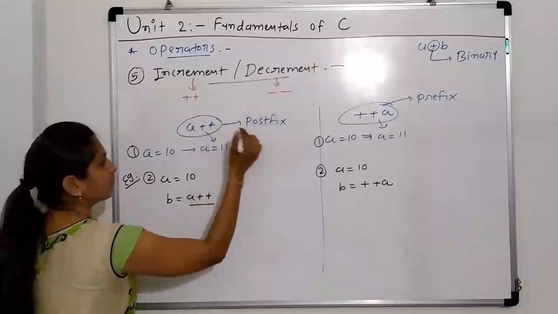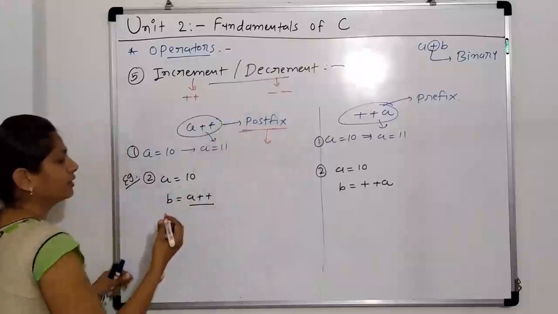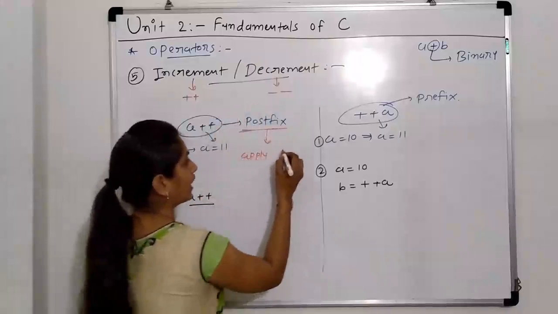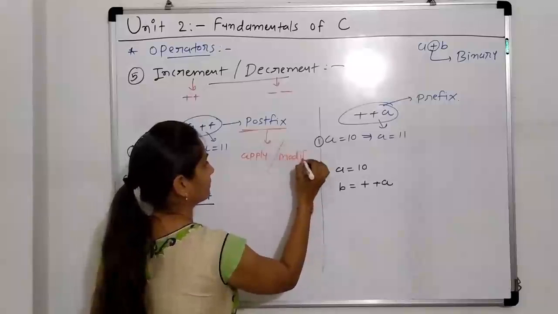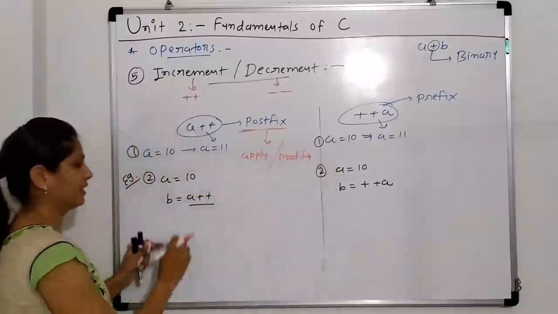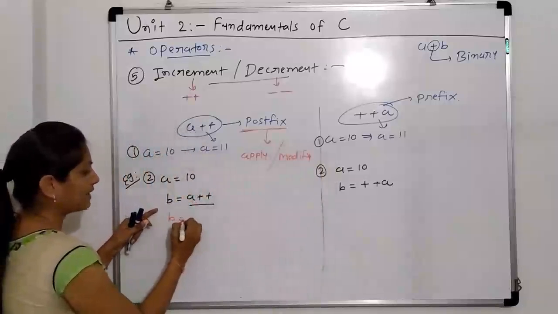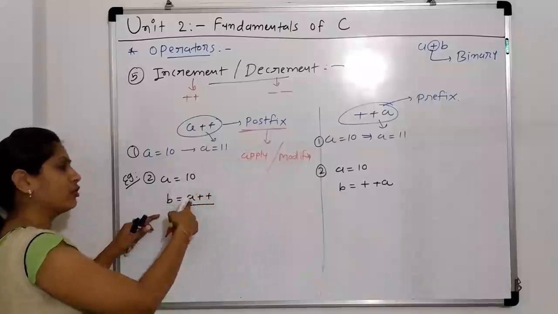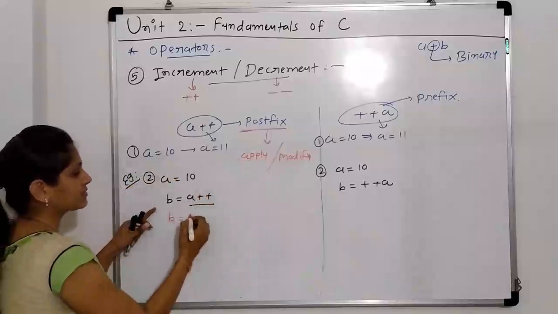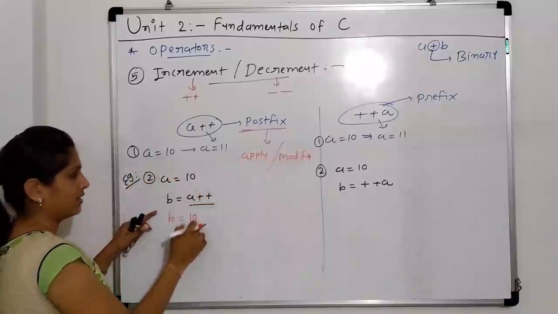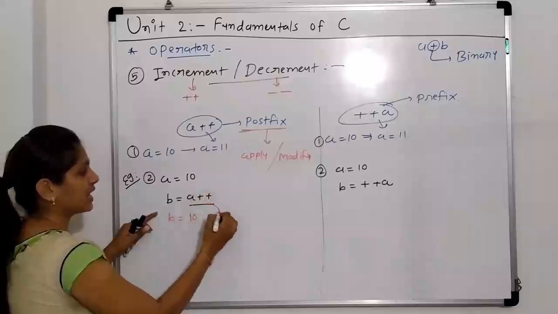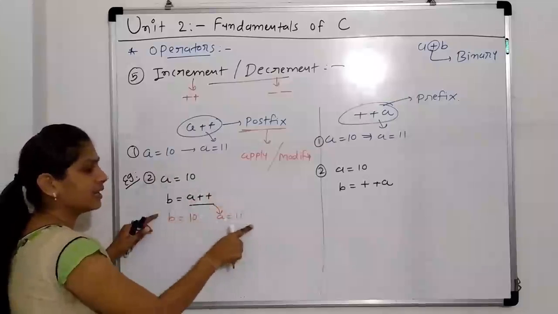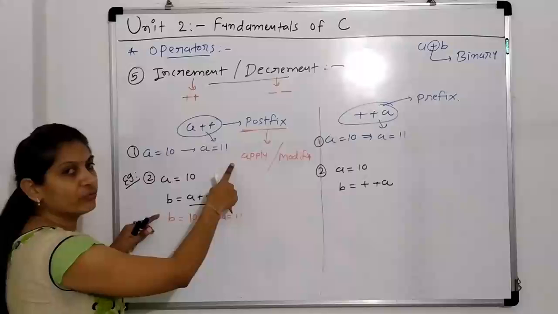In a postfix, what is the meaning? First apply the value and then modify. So here B equals what? First apply, meaning apply the value of A to B. So A is 10, so B becomes 10. And now A is changed. Now our A becomes 11. A is 10, plus plus, that is A becomes 11 in case of postfix.